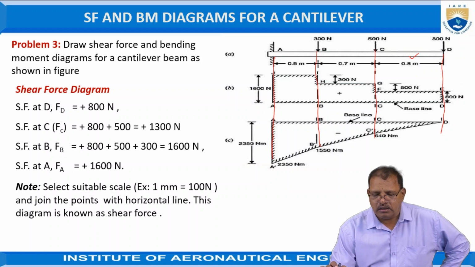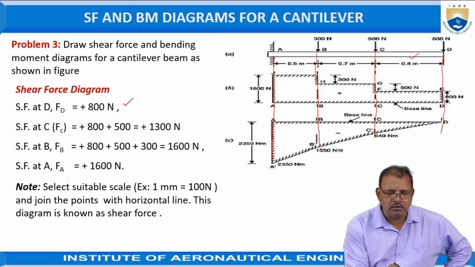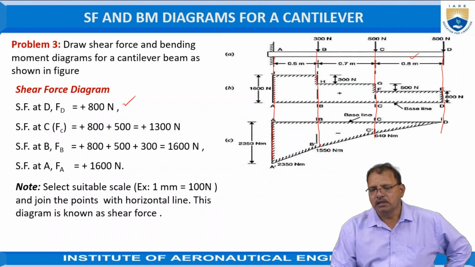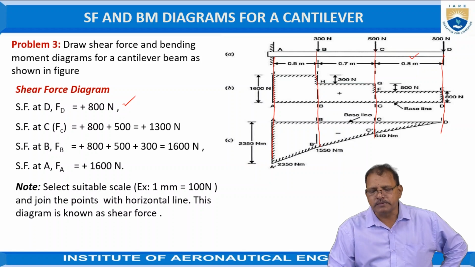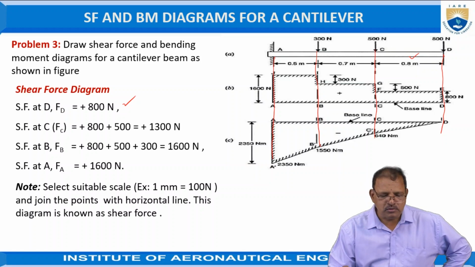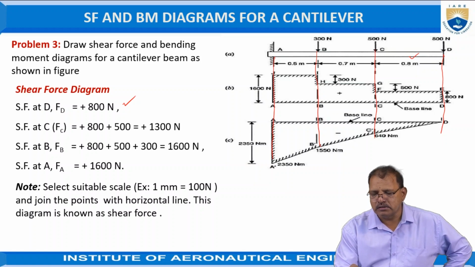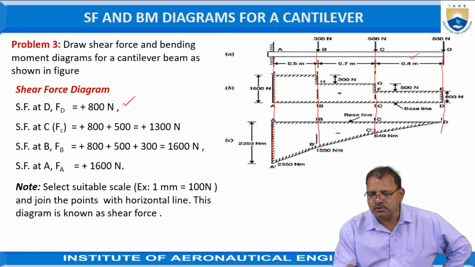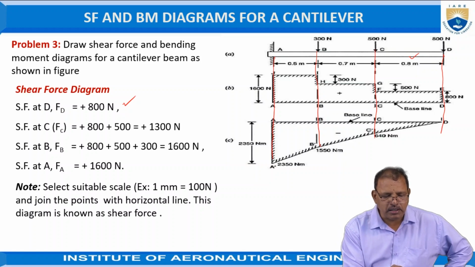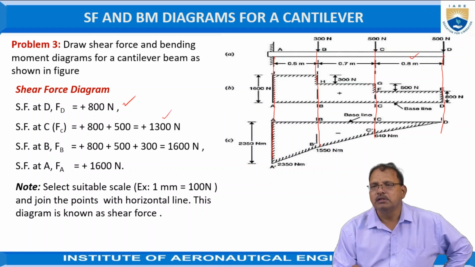Now, the shear force at D is equal to 800 newtons. Since it is acting downward with respect to the point A, it is treated as positive. Similarly, the shear force up to just before C is horizontal, there is no change. But at C, it is equal to 800 plus 500, which is 1300 newtons. Again, it is positive.